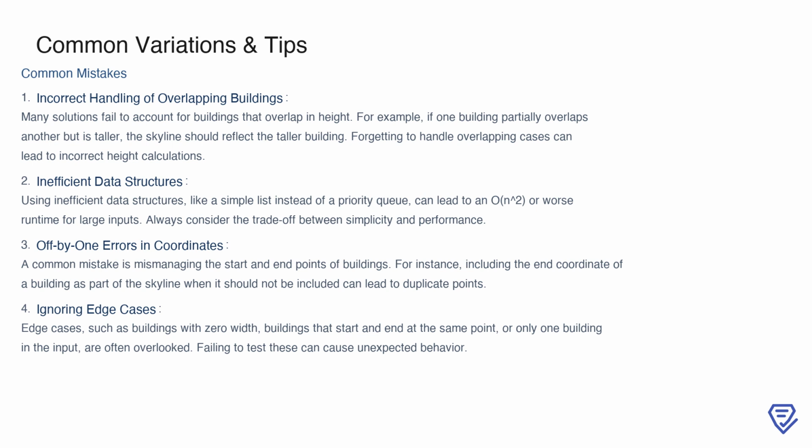Then there's the issue of off-by-one errors, particularly when managing the start and end points of buildings. Missteps here, such as including the end coordinate of a building when it shouldn't be part of the skyline, can produce duplicate points. Lastly, it's easy to overlook edge cases. Scenarios like buildings with zero width, those starting and ending at the same point, or even just having one building in the input need special care. Ignoring these can result in unexpected behavior in your solution.